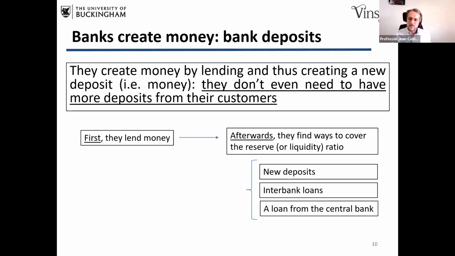And in order to fulfill those liquidity standards or liquidity requirements that I referred to, afterwards what they do is try to find ways to cover the reserve or liquidity ratio, as we call it. Effectively, it is to have enough money to pay back the depositors' money. How do they do it? By attracting new deposits from existing or new customers, asking other banks for lending. They go to the so-called interbank market to ask for a loan. And as an extraordinary resource, they can ask for a loan from the Bank of England, from the central bank.